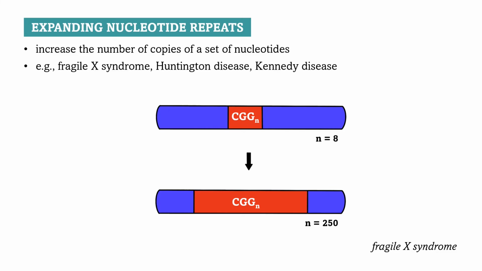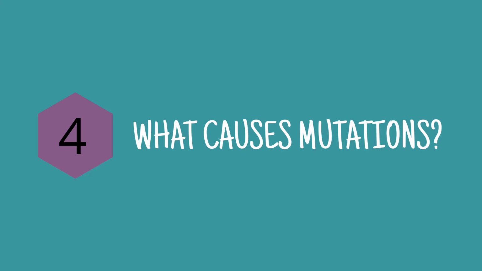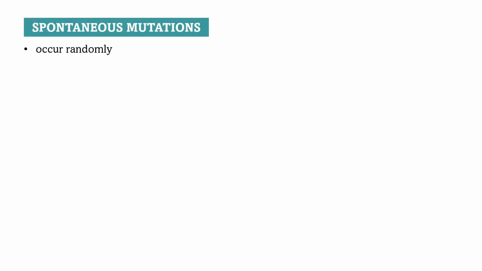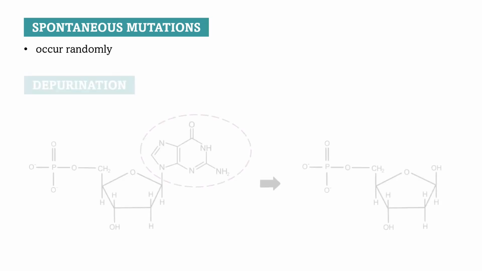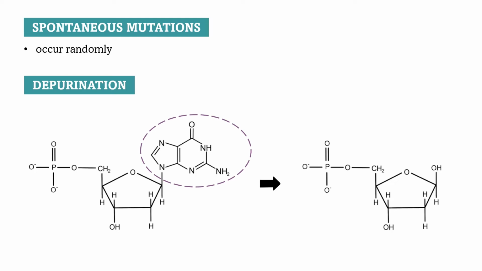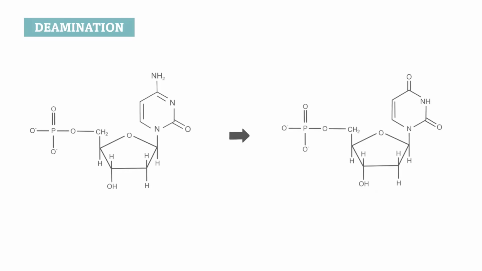Now that we understand the different types of mutations, let's try to answer the question, what causes mutations? There are mutations that occur randomly, for example by an error in the DNA replication, and these are called spontaneous mutations. They can involve spontaneous chemical changes in DNA, such as depurination, the removal of a purine base from a nucleotide, depyrimidination, the removal of a pyrimidine base from a nucleotide, or deamination, the removal of an amino group from cytosine, usually producing uracil.